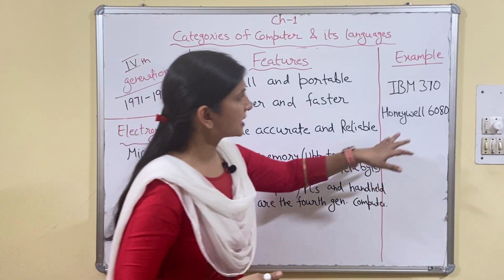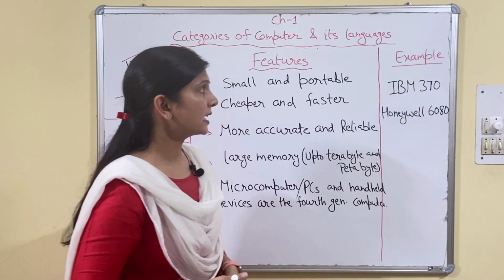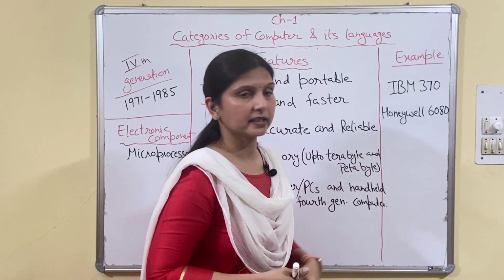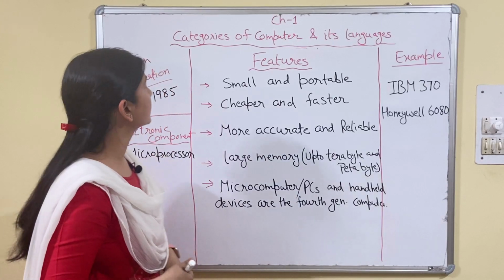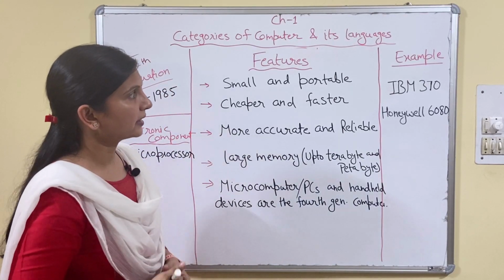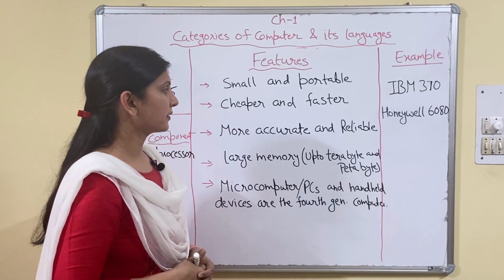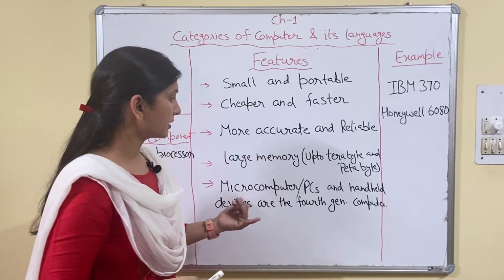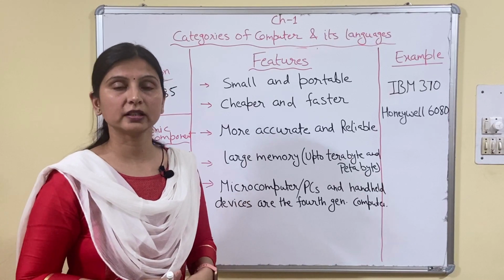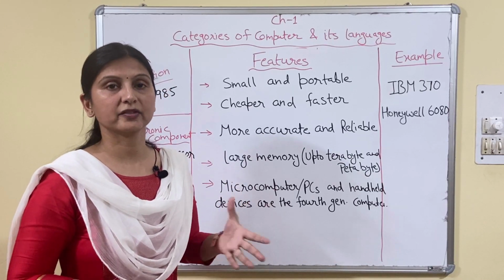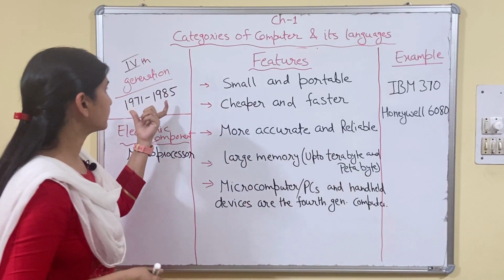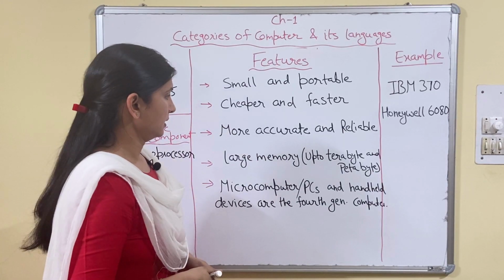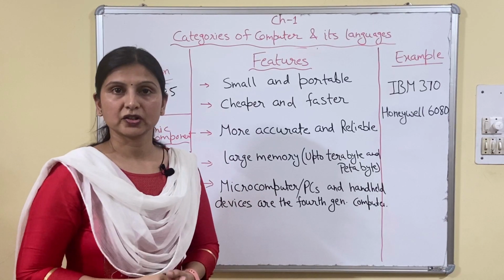Now coming to the examples. IBM 370 and Honeywell 6080 are examples of 4th generation computers. And if I talk about languages, C, C++, Java, QBasic are the 4th generation languages. These languages were developed in this time period, 1971 to 1985. Fine. I hope 3rd generation and 4th generation are clear.